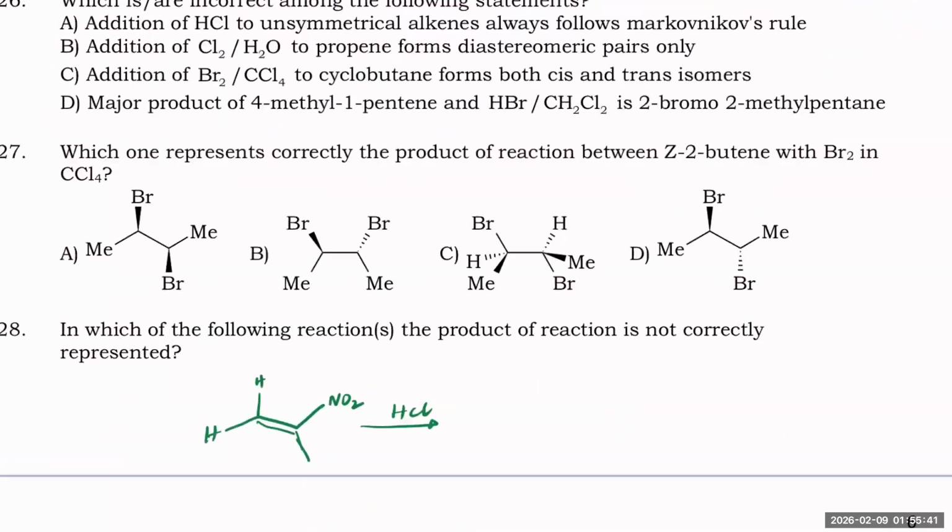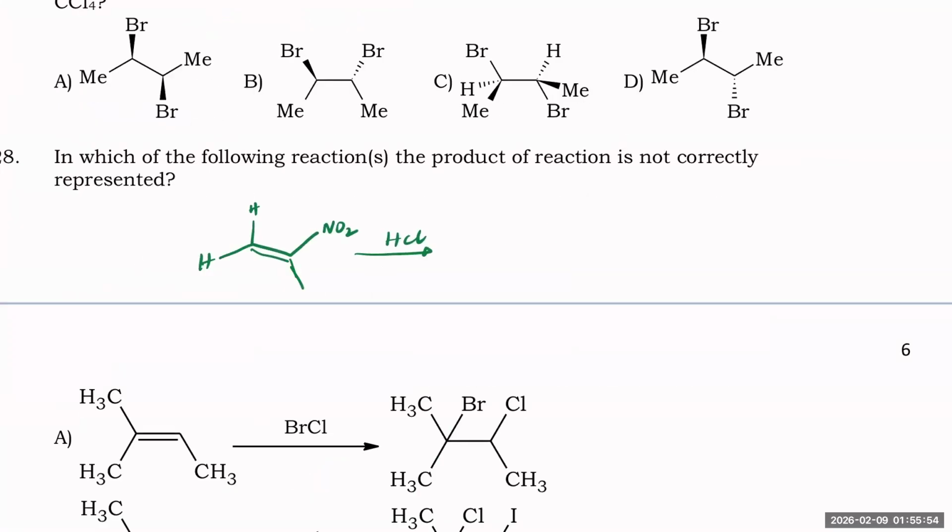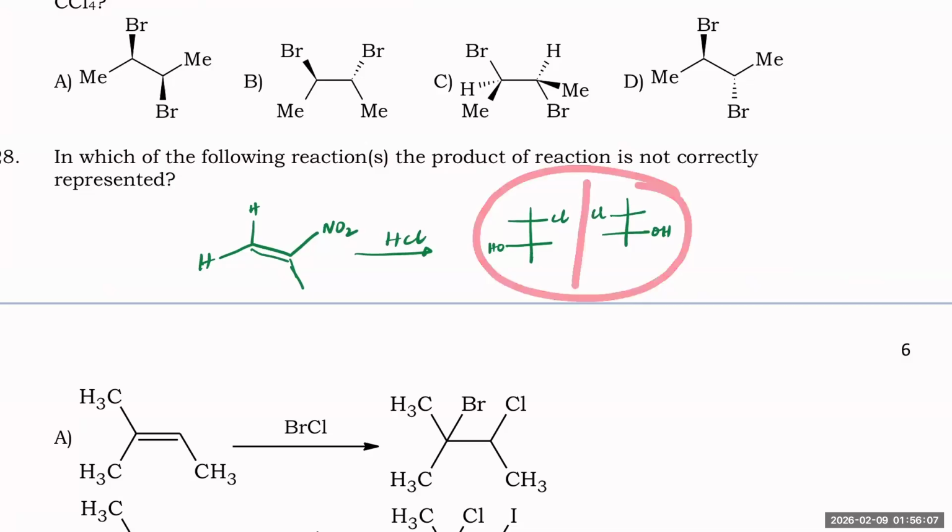Got it. So here, we need to figure out the incorrect ones. The first one is incorrect. Second one, chlorine water with 2-butene: it will not give a dash-turmeric product, it will give an enantiomeric form, because you will have chlorine and bromine here, and chlorine and OH here. If I take the mirror image, I'll get chlorine and OH here. So that definitely makes it an enantiomeric form.